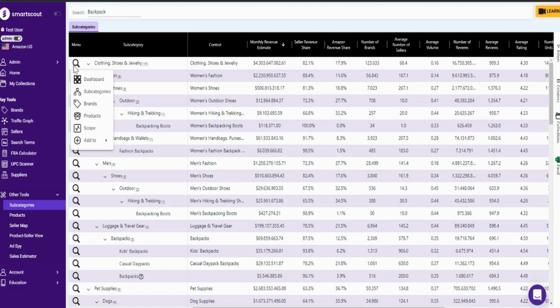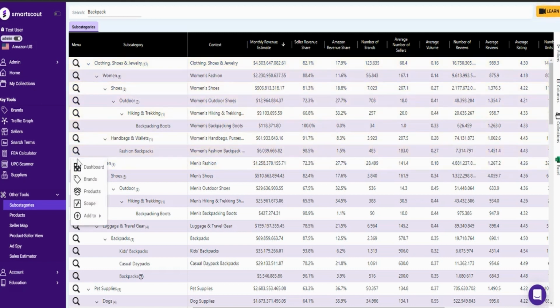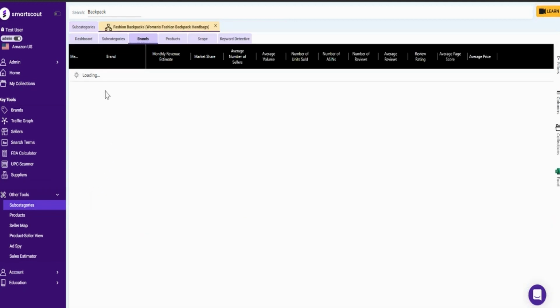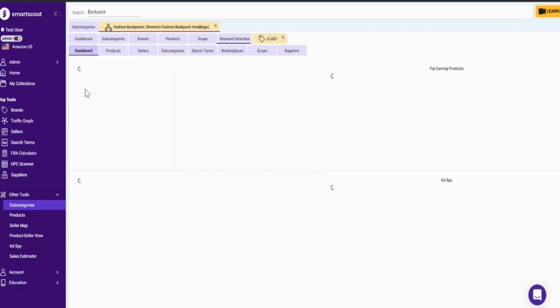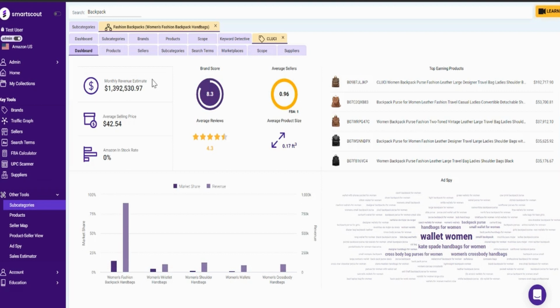You may want to note that the market share is broken down based on the monthly revenue estimate and not necessarily under the number of units sold. In this example, you'll see that under women's fashion backpacks and handbags, this is the #1 brand, and it has this much of the market share. Now you have the power to understand who your competition is within Amazon and what their specific strategy is. From here, you can take a deep dive into the brand with the exact same dashboard that you'd see if you were looking at the brands tool.